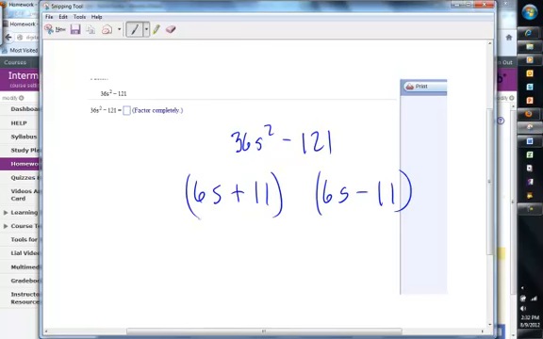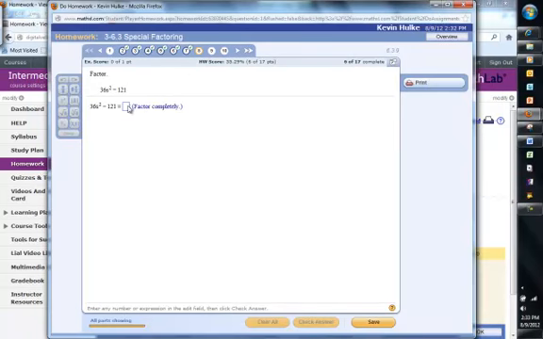Now on your calculator, you could enter mode 5, 3. You could enter 36, 0, because the middle term is 0, and the last term is negative 121. And your calculator will say x1 is 11/6, which would be this one right here, and x2 is negative 11/6, which is this one over here. So it's 6s plus 11, 6s minus 11.